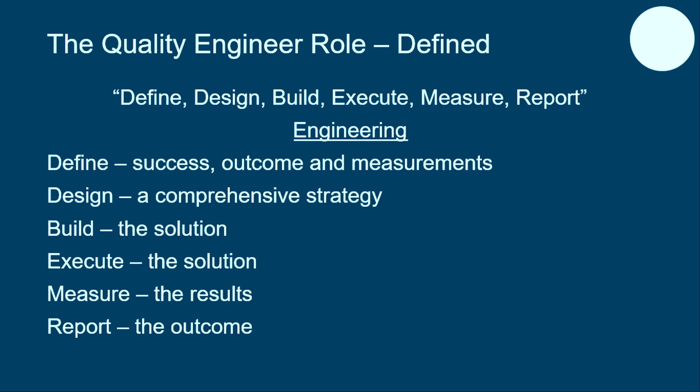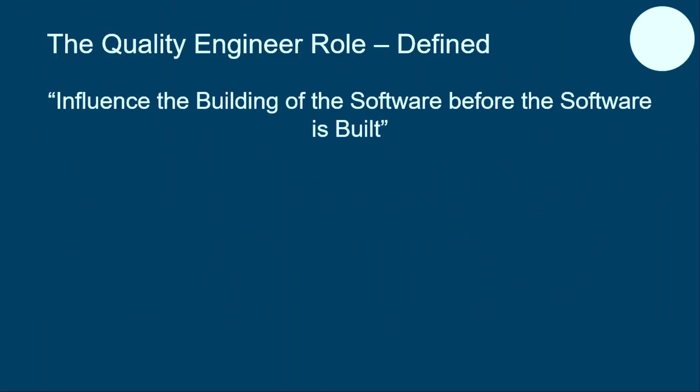But what I would say is that we report on the information that we're gathering throughout all of these phases above that, right? So when we think about the definition of a quality engineer and we emphasize the engineer, here are the components of that engineering role and characteristics that I want us to use to guide the conversation moving forward. And the best way that we define that in a nutshell is that a quality engineer is influential in the building of the software before the software is built.